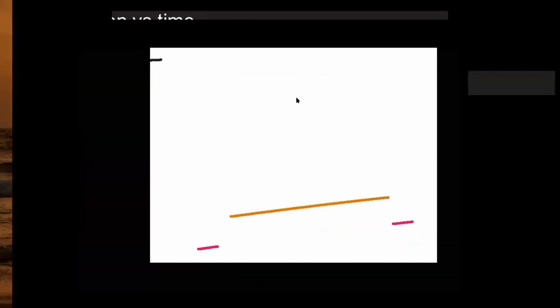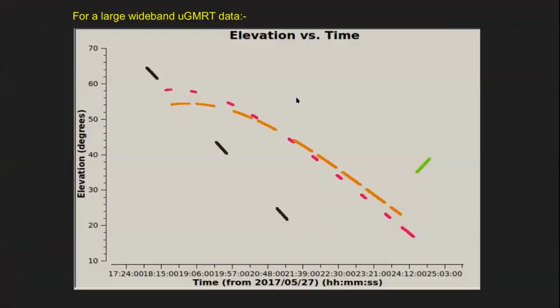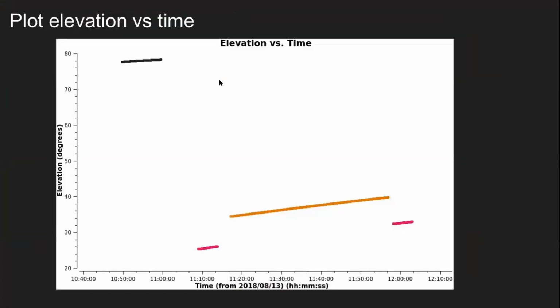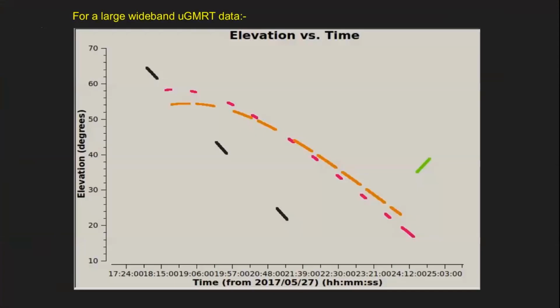So next, as I told yesterday, this one is our original dataset. That is for a small GWB dataset. We cannot provide you a large dataset, basically, the size will be huge. But I have already worked on some GWB wideband large observation, which is an 8-hour observation, and this is how the elevation versus time plot looks like.